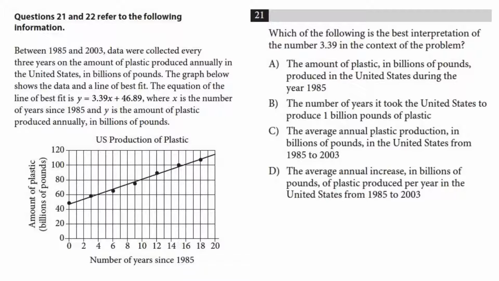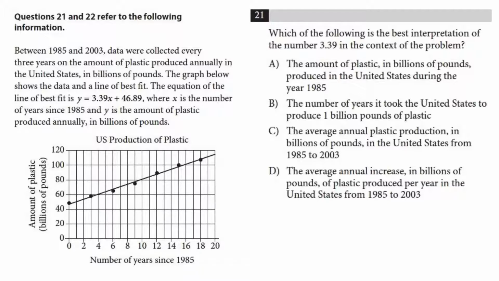Number 21. All right. Between 1985 and 2003, data were collected every 3 years on the amount of plastic produced annually in the United States in billions of pounds. The graph below shows the data and a line of best fit. The equation of the line of best fit is y equals 3.39x plus 46.89, where x is the number of years since 1985, and y is the amount of plastic produced annually in billions of pounds. Okay.